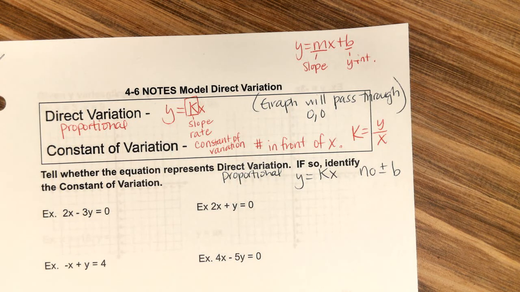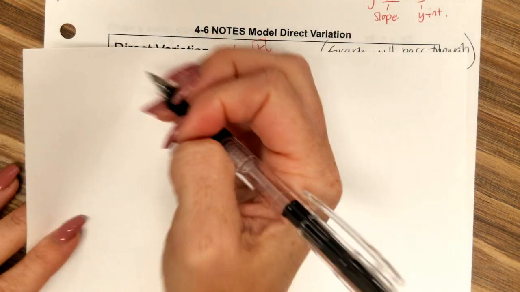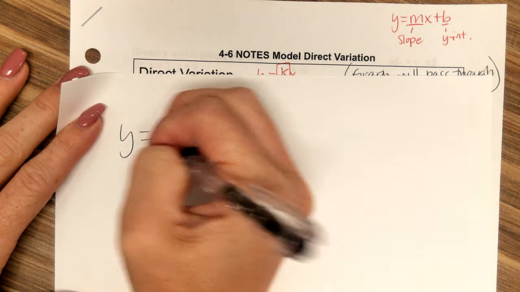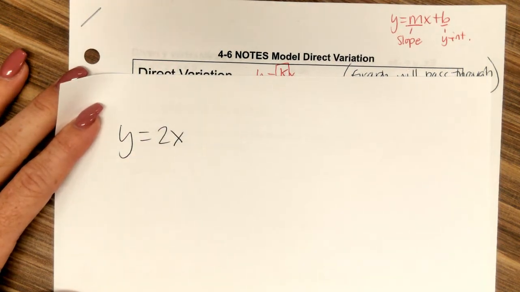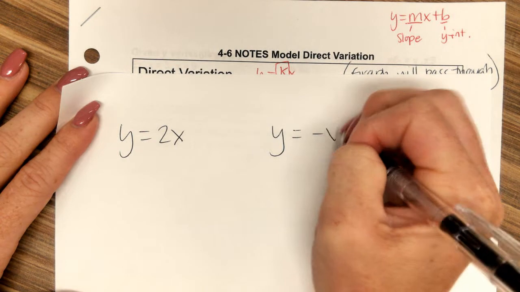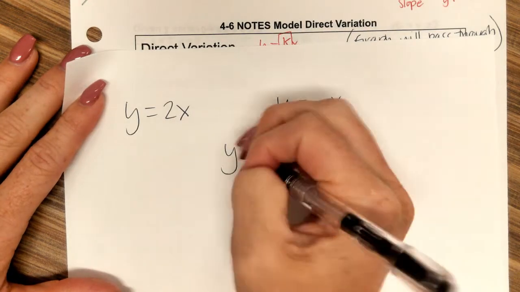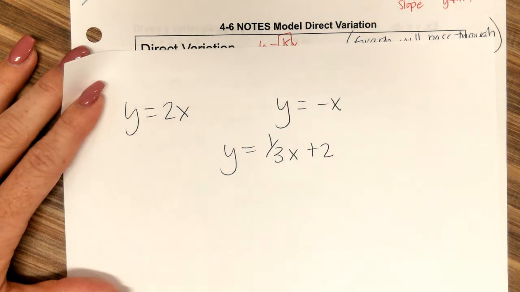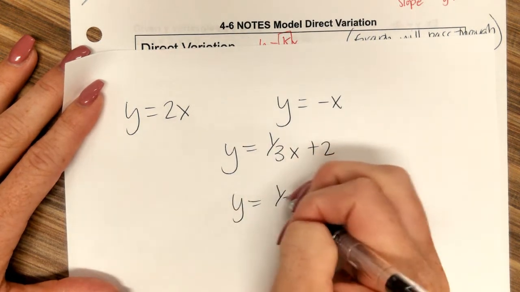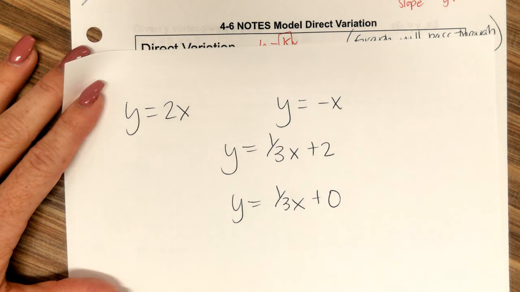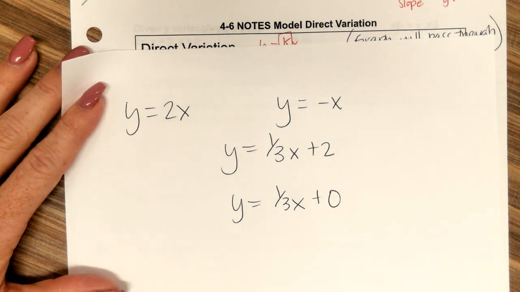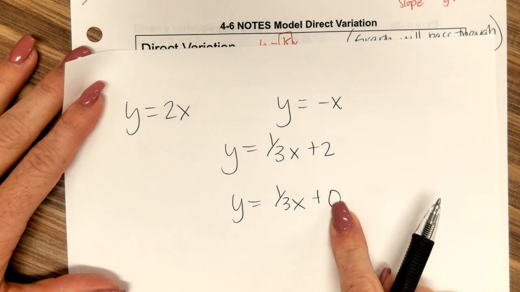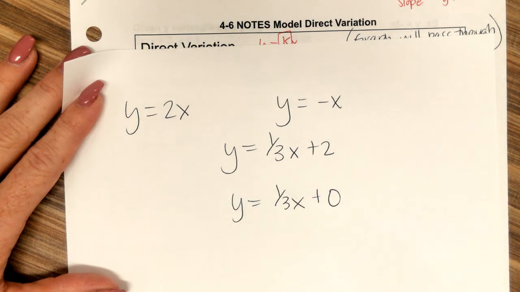Real quick, I'm going to show you some equations, and you're going to tell me, are they showing direct variation or not? You don't have to write these down, just yes or no. y equals 2x. Direct variation or no? Yes. y equals negative x. Yes. y equals 1/3 x plus 2. No. y equals 1/3 x plus 0. Yes, because the plus b is 0. Do you get what is proportional and what is not?